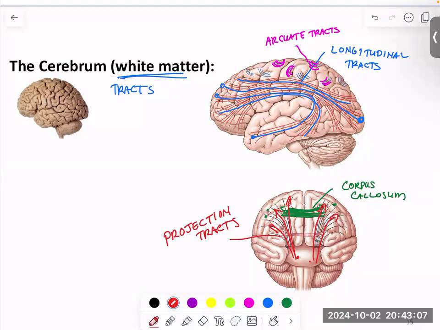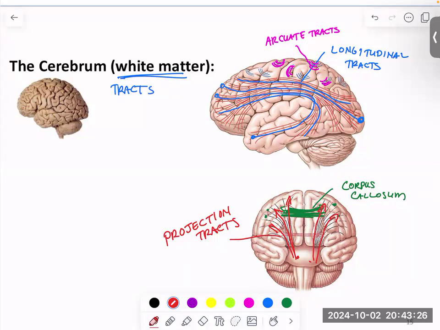These are the only 4 tracks that I want you to familiarize yourselves with. Again, you're going to read, there are a lot more. These are the 4 major ones: longitudinal, arcuate, projection, corpus callosum.